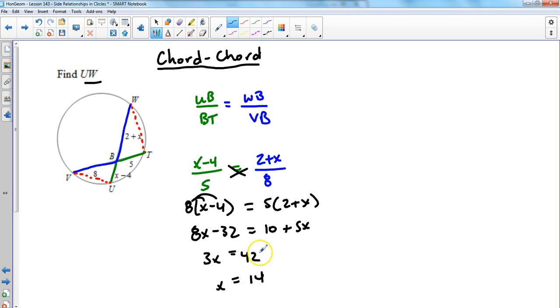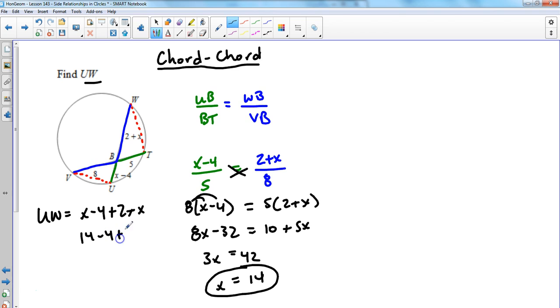Now what we ultimately want to do, we figured out what x was, but we want to plug that back in and figure out what the segment length UW is. So UW is going to be equal to x minus 4 plus 2 plus x. So plug in our x value, we get 14 minus 4 plus 2 plus 14. And so UW is equal to, what is that, 26. Alright, so that's the chord-chord relationship.